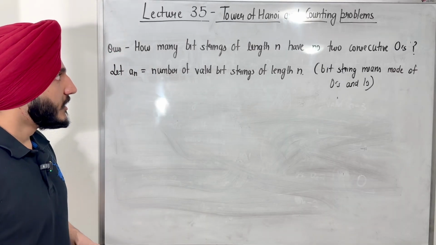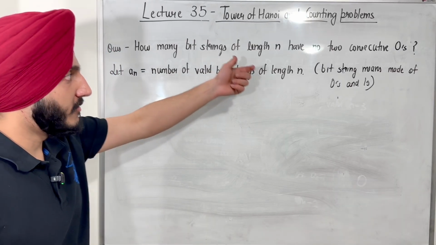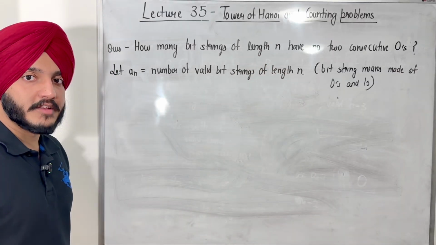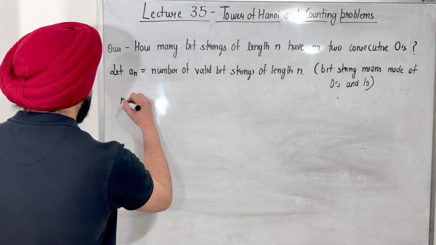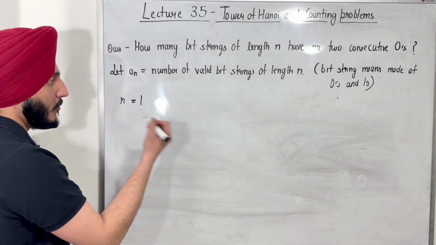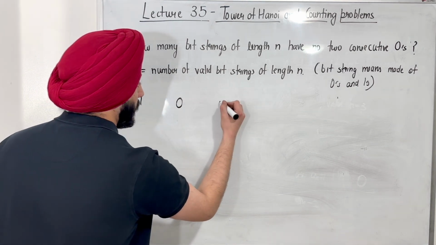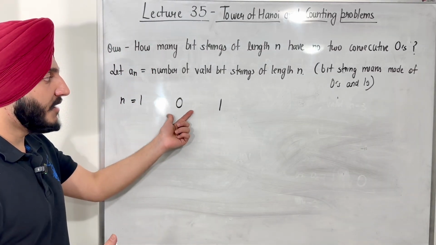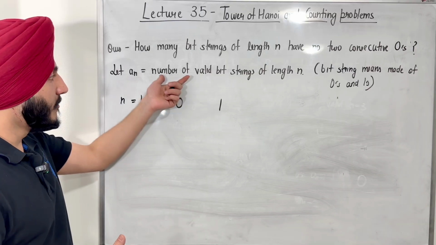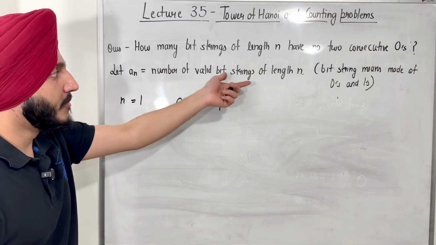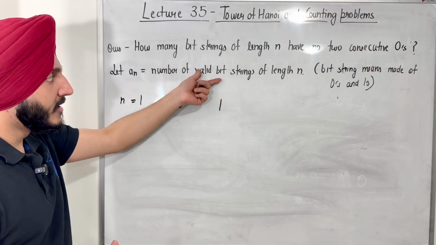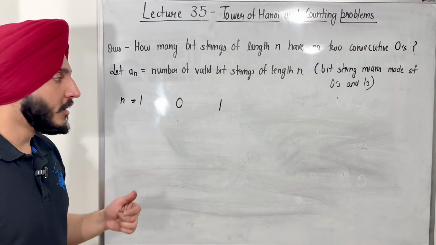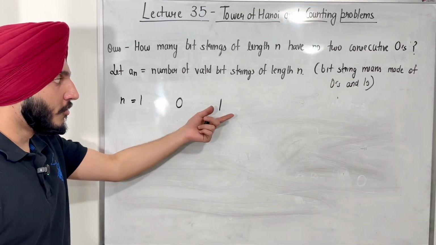Okay, so the question is, how many bit strings of length n have no two consecutive zeros? What do we mean by no two consecutive zeros? So let's say for a bit string of length n equal 1, you could have 0 or 1. These are valid bit strings, because they don't have any consecutive zeros. And they've also mentioned a_n is the number of valid bit strings of length n. Valid in this case basically means that there are no two consecutive zeros. So for n equal 1, you could have 0 or 1.